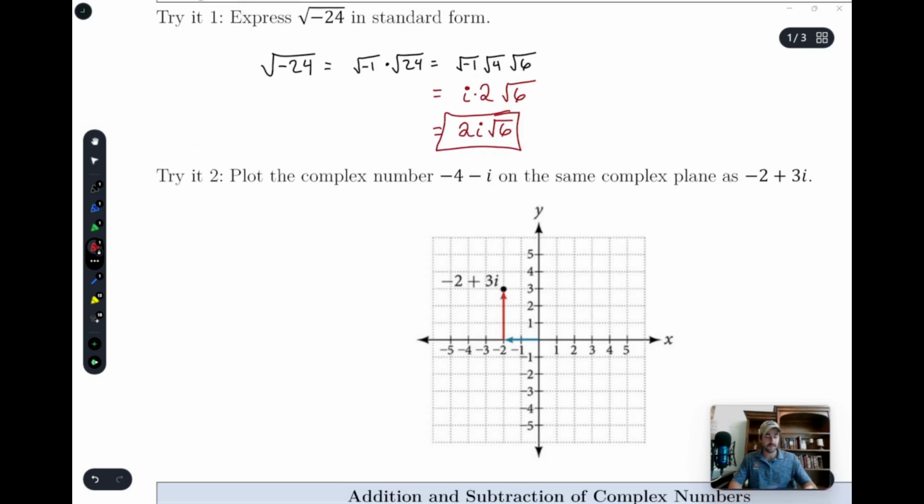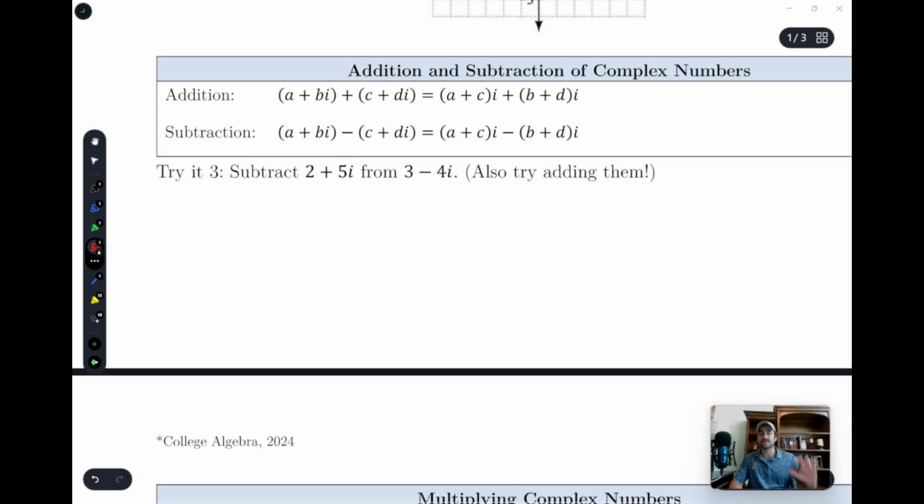All right, I'm going to skip graphing. I'm going to go straight to adding. You can read through the section in the book to get all of the things that we skip over in these notes.